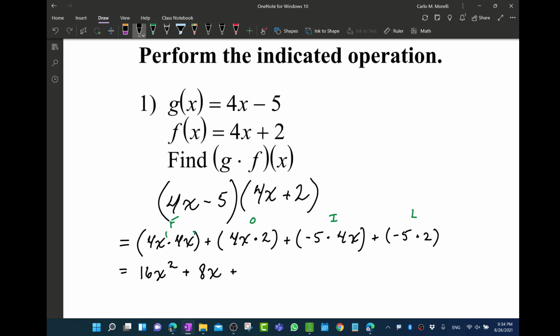Plus, here we've got negative 5 times 4x. So negative 5 times 4 is negative 20. So negative 5 times 4x is negative 20x. We'll put that in parentheses, negative 20x. Plus, negative 5 times 2 is negative 10. So we'll put that in parentheses, negative 10.